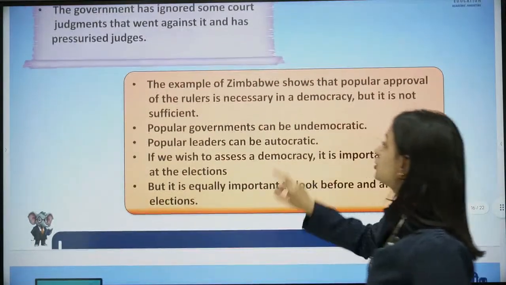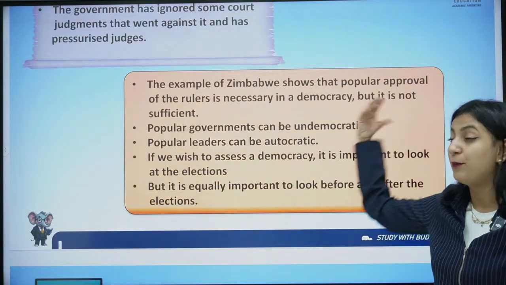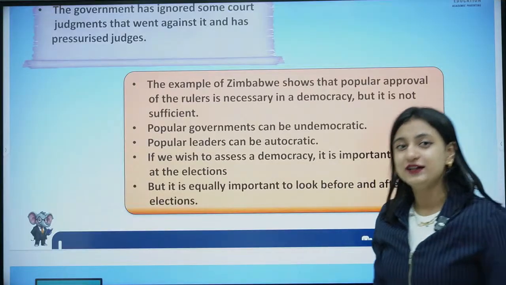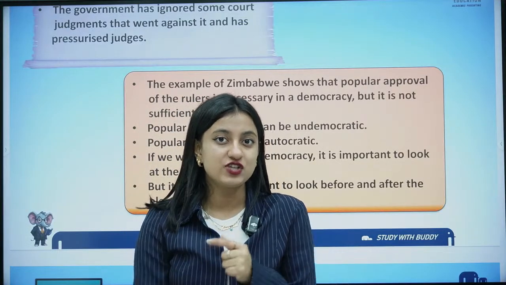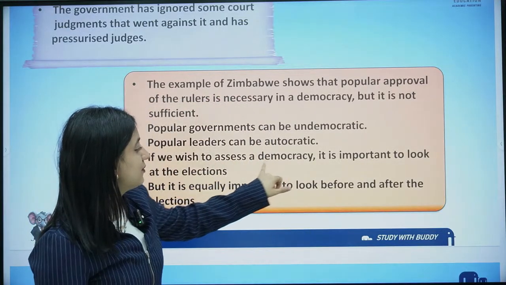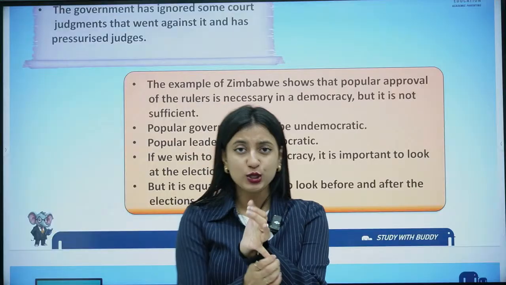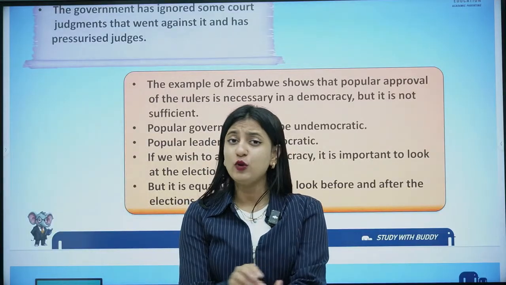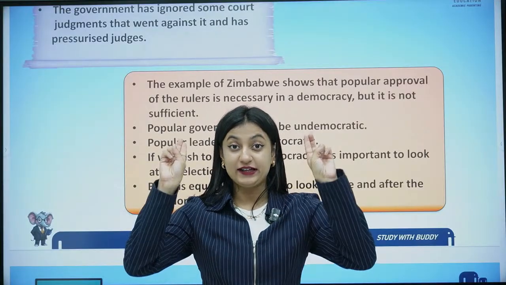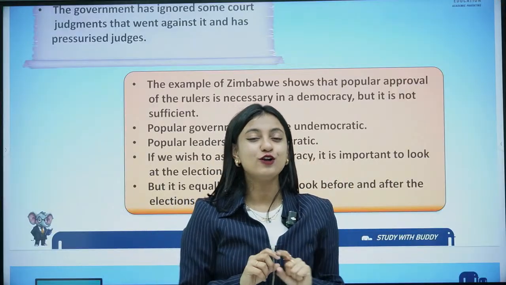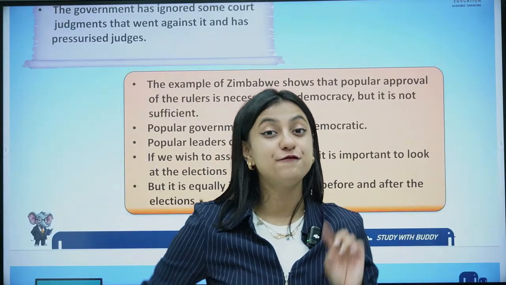So, the example of Zimbabwe shows that even though popular leaders and popularity might have been approved, popular governments can also be undemocratic. Absolutely. Popular leaders can also be autocratic. I mean, with time they can change their mindset. Absolutely. If we wish to assess a democracy, it is important to look at the form of elections. So, you understand, even though we are not talking about monarchical governments here, even though we are not talking about dictatorship here, what we understood is, even though it is a democracy, they were not following the democratic rule per se, right? So, this is what we have understood as the features of democracy.